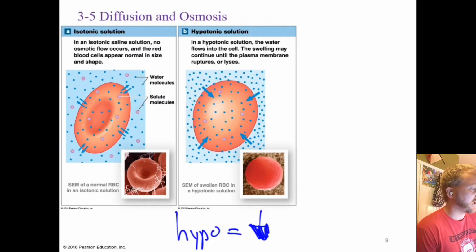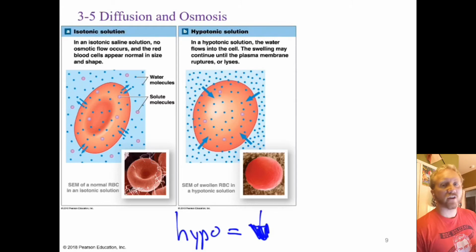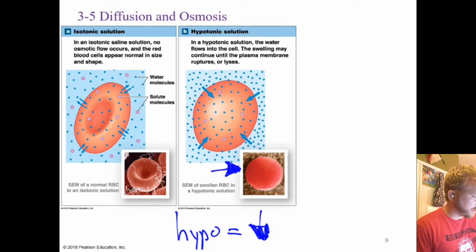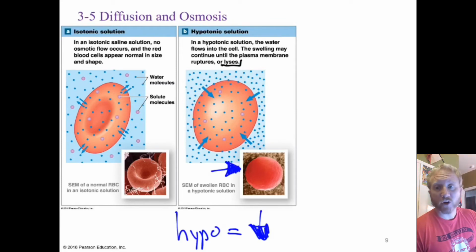And what's going to end up happening then is your water is going to come into the cell because there's more solute inside than outside. We want to balance that solute concentration. So the water is going to come in. That's going to make your cells swell up like a balloon. And you take a look at that picture right here. The little cup is gone. It's filled in at this point, right? And if it's too hypotonic, what will end up happening is your cell will break. The cell membrane will rupture, which is also known as lysing. So you can actually have your cells burst, which is really bad.